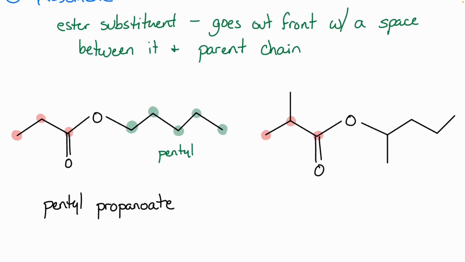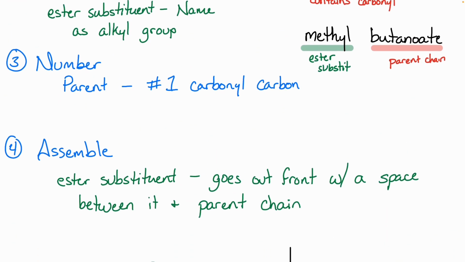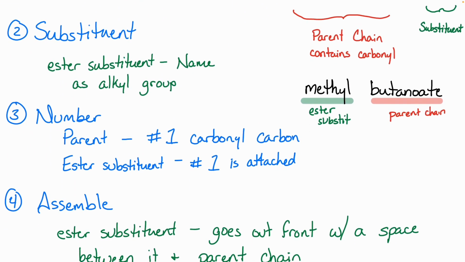The carbon that is attached to that oxygen on my substituent is going to be carbon 1 of my substituent, of my ester substituent. So these 4 carbons here I treat as the parent chain. The one attached to the oxygen is always carbon 1. So I said we were going to leave some numbering space up here under our numbering for that ester substituent. Number 1 is attached to that ester oxygen.